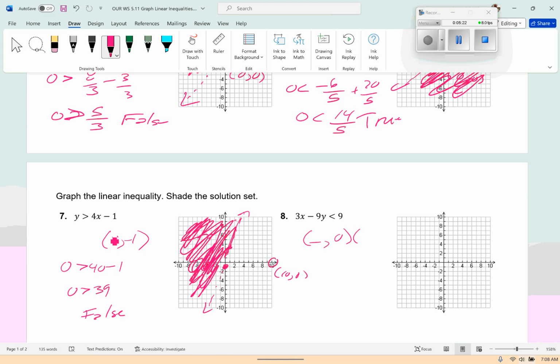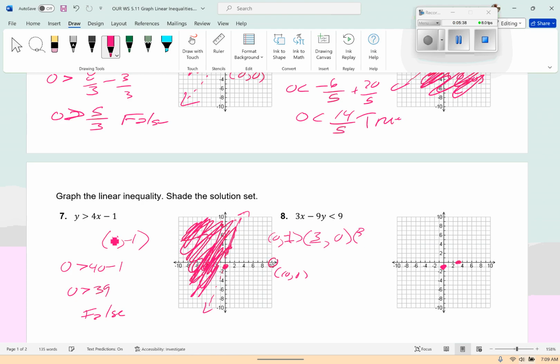Blank, and 0, comma, blank. So that's an x value. Negative 9 times what number gives me positive 9? That's negative 1. So there are negative 1s down here. This is an x value. So 3 times what number gives me 9, which is 3.